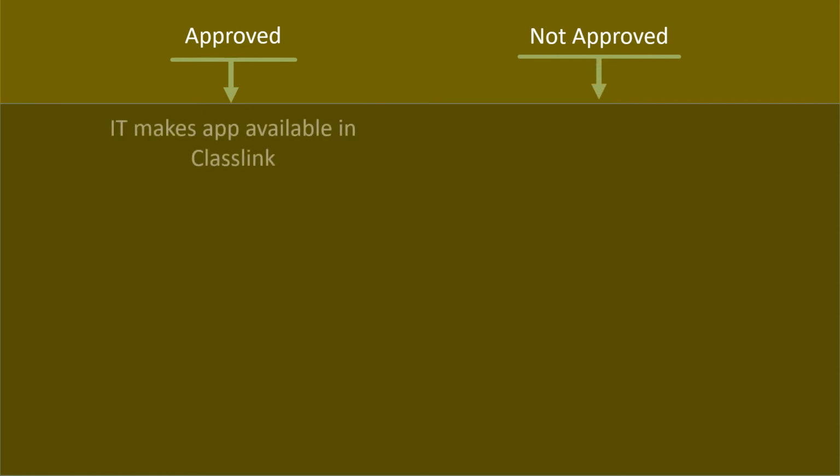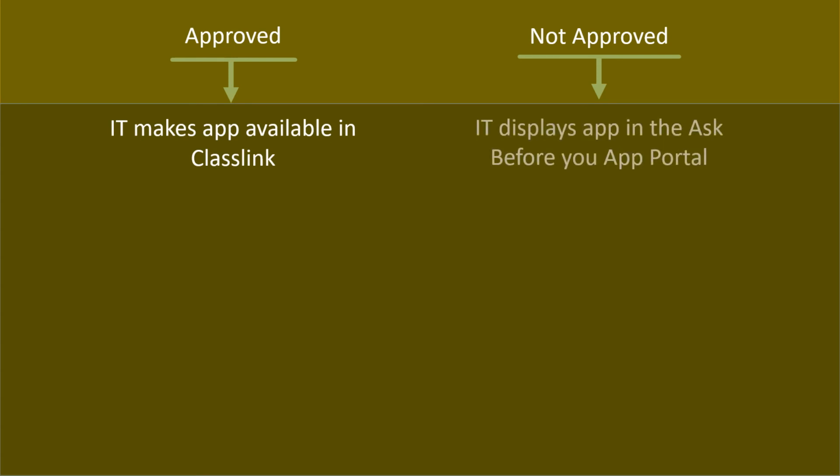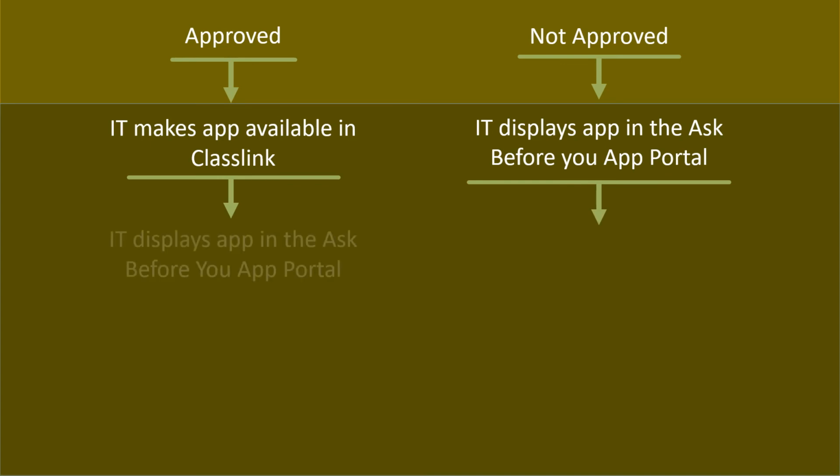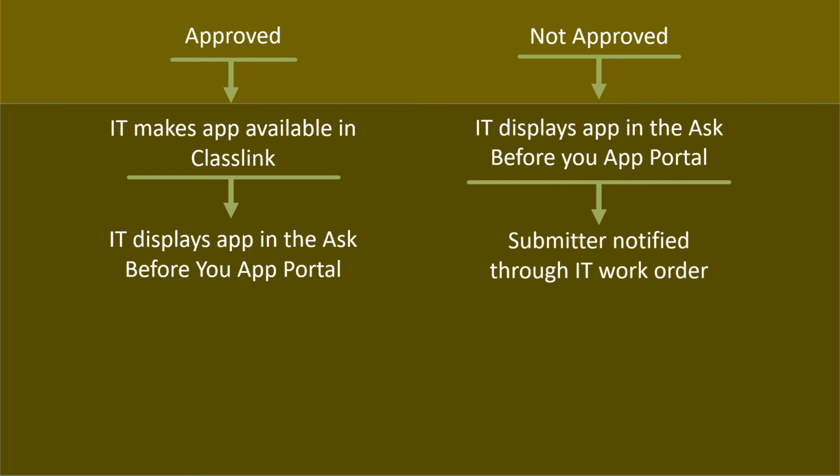Regardless of whether the app company signs the CSDPA, any app request will then become an IT work order to either set up the app for student use for those that are approved, or if not approved, at least add the app to the Ask Before You App portal so that all teachers can see that the app was vetted. The submitter of the form will then be notified of the outcome of the request once the application is approved or not approved when it becomes the IT work order.